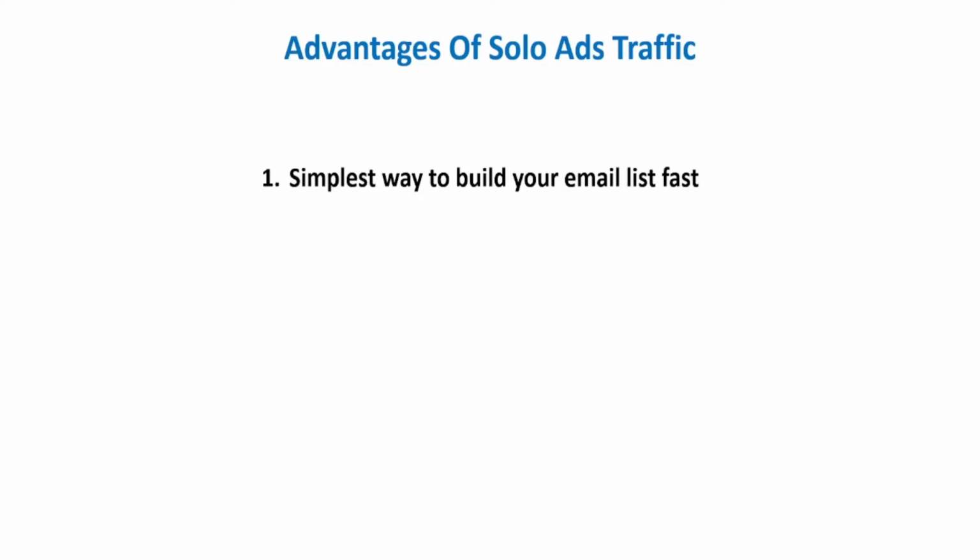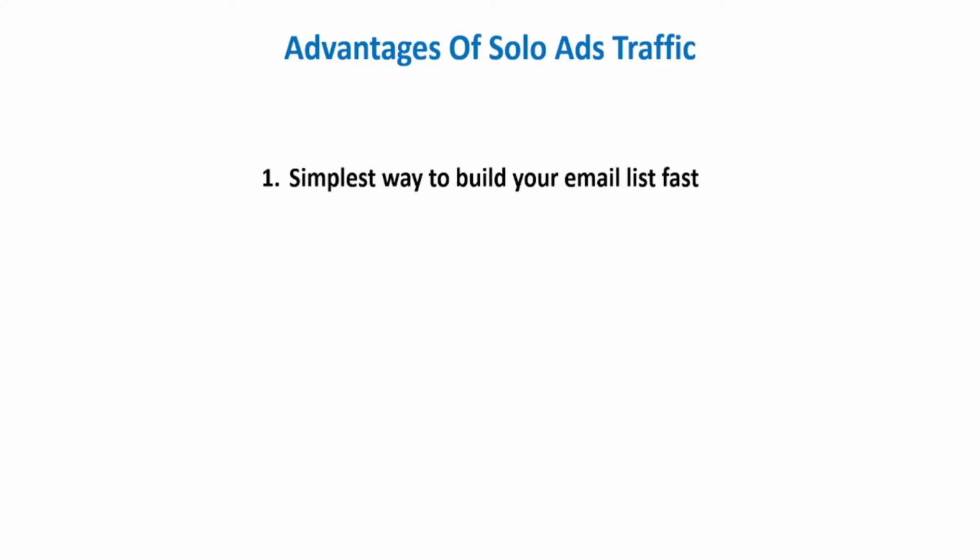Solo ads is the easiest and simplest way to build your email list fast. All you have got to do is just go and purchase solo ads from reputed vendors. If you think about paid media, like Facebook ads, Google, Bing, and all those ads, you can build your email list, but it requires a steep learning curve, and it requires a huge amount of investment when you're going for paid ads like Google, YouTube, Bing, and Facebook ads.